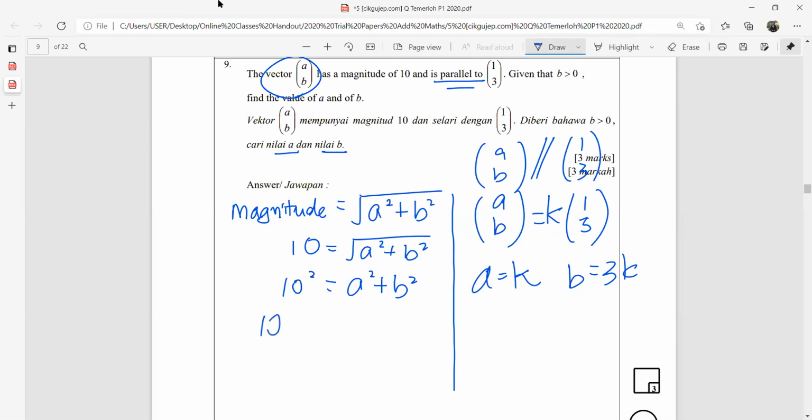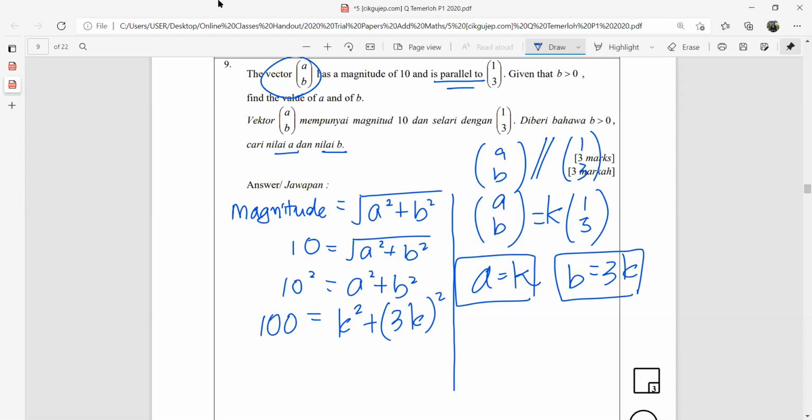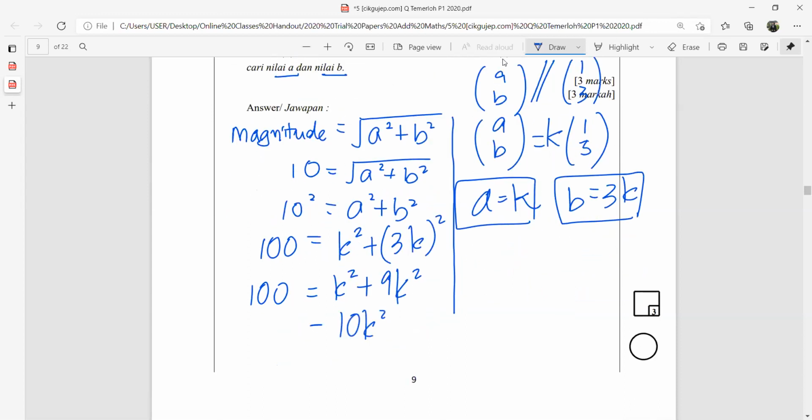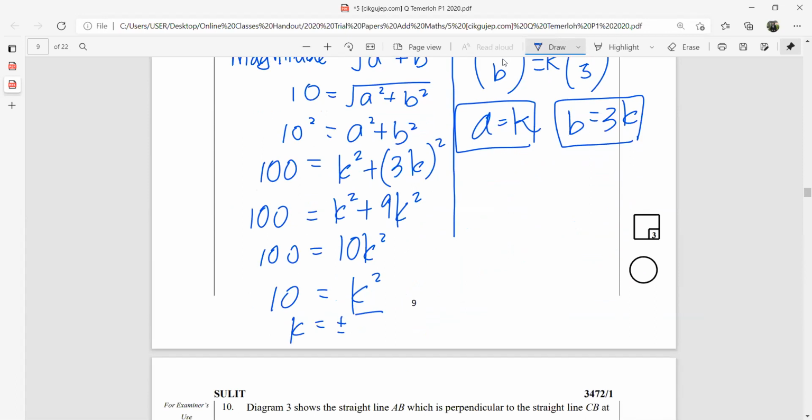You see, 10 squared is 100. I substitute A equals K and B equals 3K into here to find K. That's why a lot of people were stuck very long, don't know how to do. So K squared plus 9K squared equals 100, and 10K squared equals 100. K squared equals 100 divided by 10, which is 10. So K equals positive or negative square root of 10.